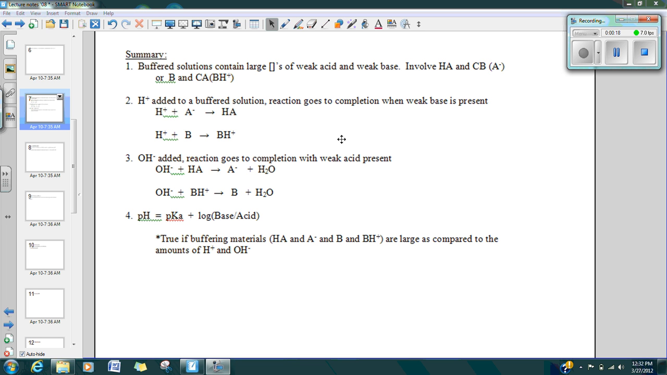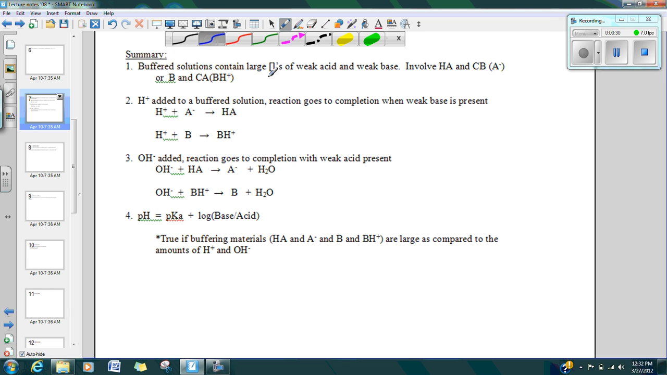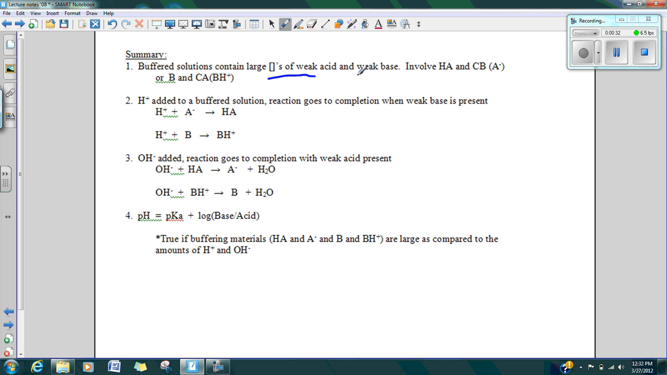So remember that a buffered solution has to have large concentrations of a weak acid and a weak base. The reason we need these large concentrations is because we need a lot of hydrogen ions or a lot of hydroxide ions present in order to absorb whatever is trying to change the pH. The better we can absorb this, the less likely the pH is to change. So if it has a large capacity, as we proved yesterday, you won't have to worry about the pH changing much.